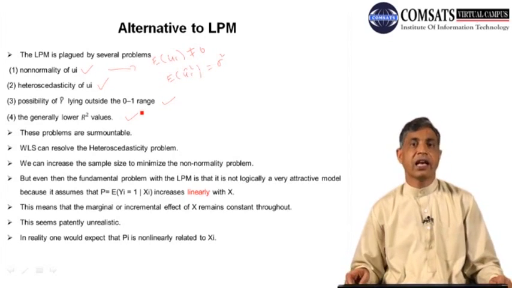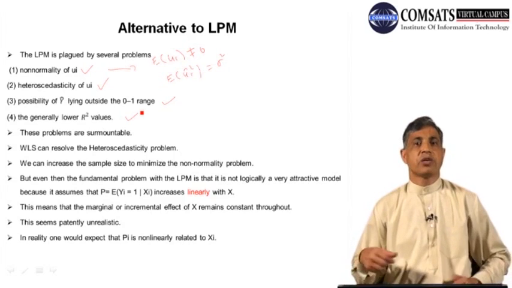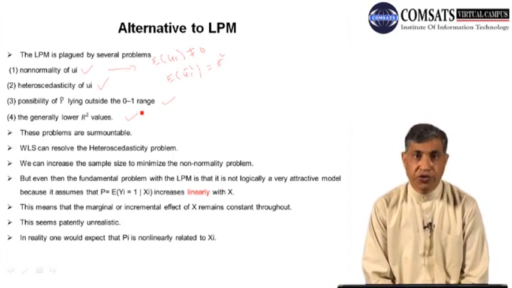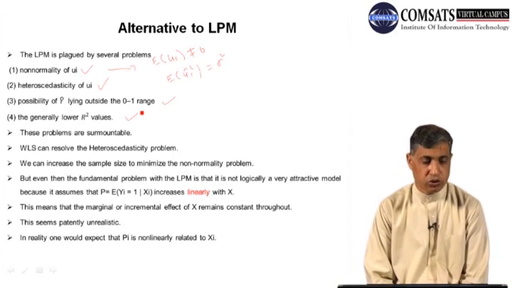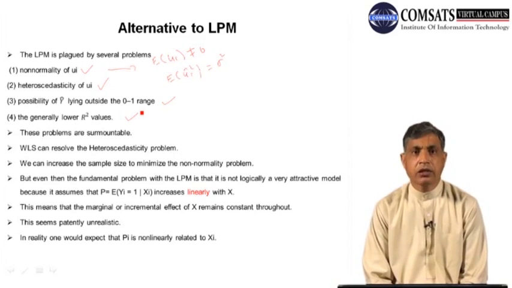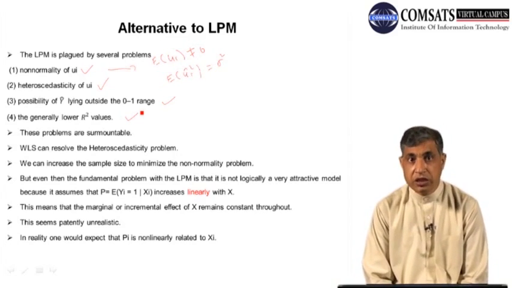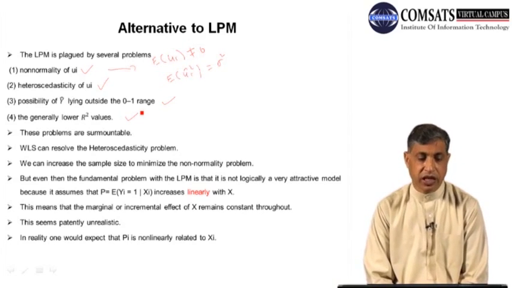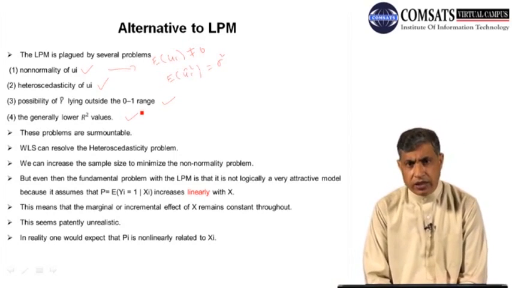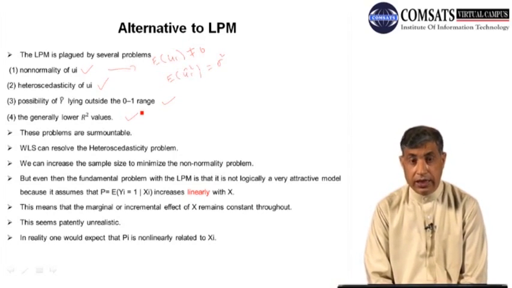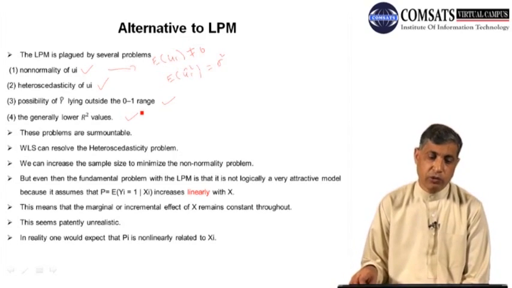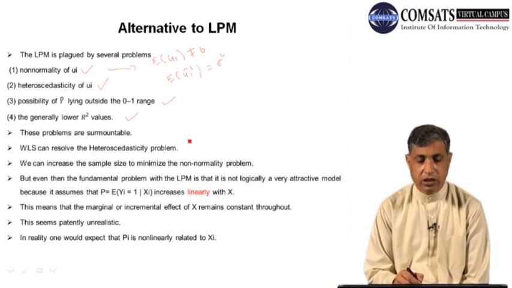So these are the 4 problems. Now it means the linear probability model has become a bit less important, and we have to go for some other solution. These problems are surmountable, which means they are controllable. All the 4 problems you can control. For example, start from here: WLS. What is WLS? Think, think and think. This is the weighted least square. You remember, and I don't think you have forgotten about this. So WLS can resolve the heteroscedasticity problem.